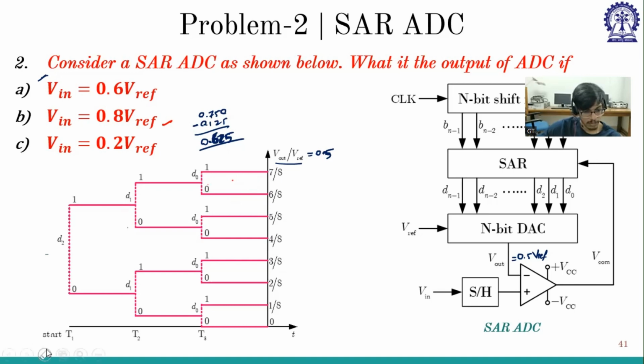So the last one is 0.2. So maybe I'll use a light color, which is green. So first I'll compare it with 0.5. It is lesser than that. So my MSB is 0. Now I'll compare it with 0.25. It is still lesser than that. So again, my bit is 0. Then I'll compare it with 0.125. It is more than that. So this is 1. So my output is 0, 0, 1.